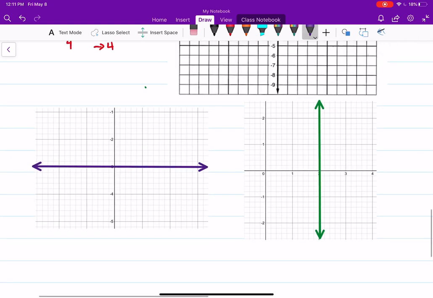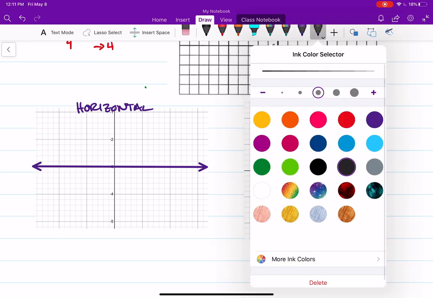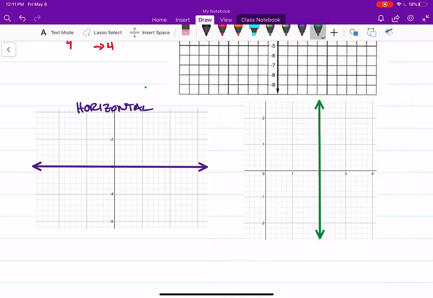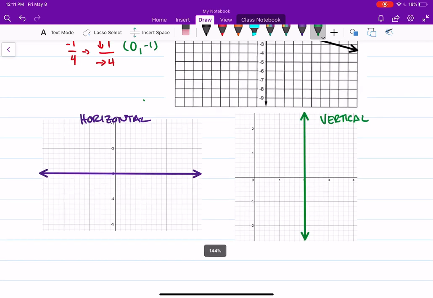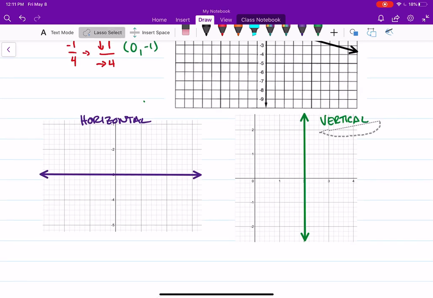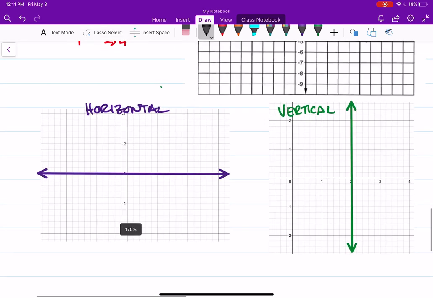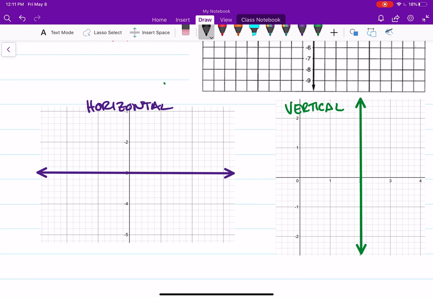All right. One's horizontal. So this one right here is horizontal. And let me just add another pen, and let's call it green. There we go. And this here is vertical. Okay, so actually let's bring this over here. Okay, so there's vertical. All right, so one's horizontal, one's vertical. How do I know what the equation of these 2 lines are?